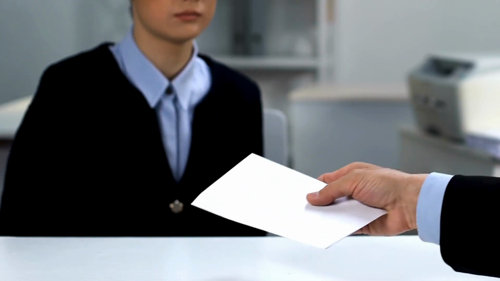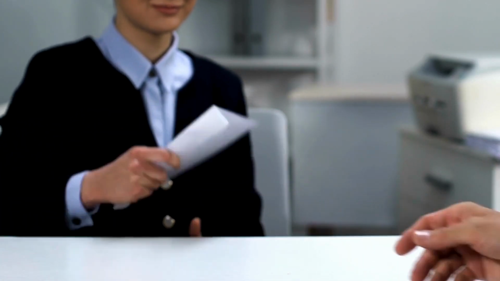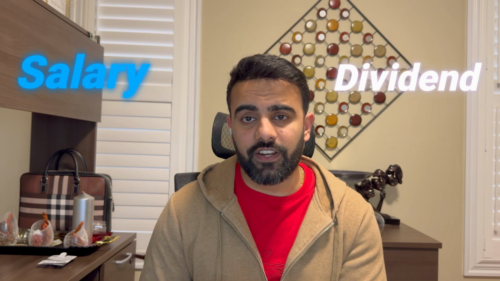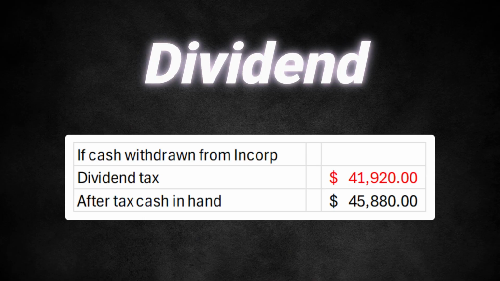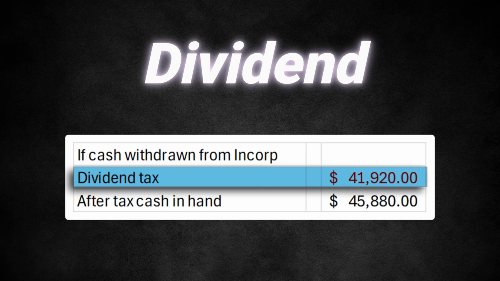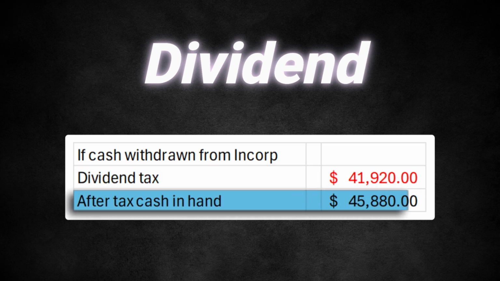Whenever you are working under a corporation, there is a first layer of tax which is inside the corporation, but when you withdraw money, you are getting taxed a second time, which is as part of salary or dividend taxes. So there are two ways to withdraw money from a corporation, either through a salary or through a dividend. If you were to take a dividend out, then you would be taxed at $41,920 and you would be left with only $45,000 in hand, 50% of the amount that you started off with. Instead of $100,000, you're left with only $45,000.